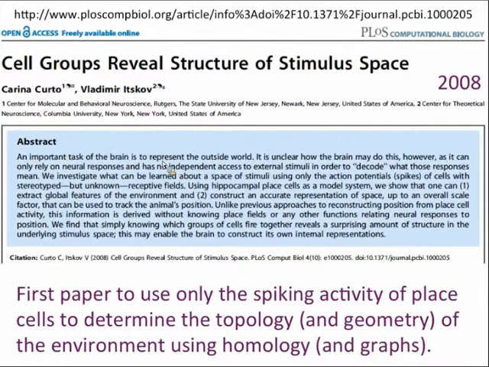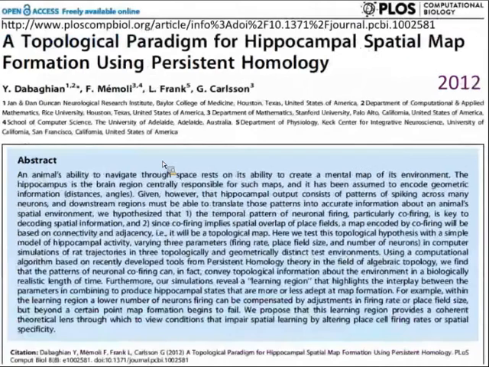We will finish discussing this paper on cell groups revealing structure of stimulus space, published by Curto and Itskov in 2008. And then we will also talk about some progress made by the Carlson group, published in 2012. They did somewhat similar things, but there are also some big differences, and we'll summarize some of those.